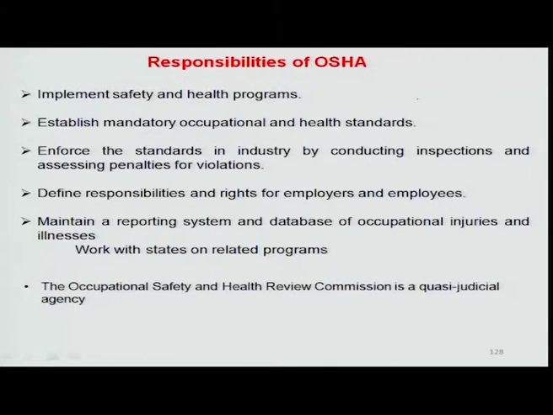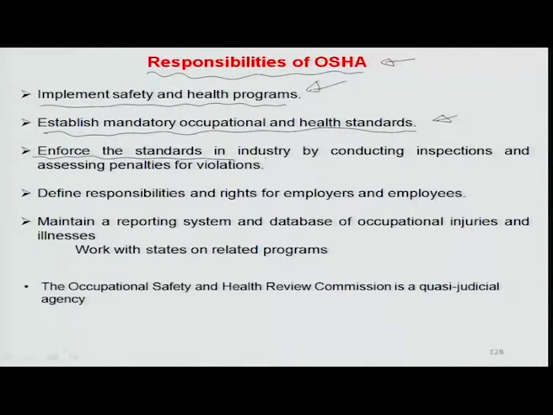So, the responsibilities of such organizations like OSHA, and in fact there are identical models in a variety of other countries as well, is first and foremost to implement the safety and health programs across industrial systems, or basically among all the employers, establish mandatory occupational and health standards which are subjected to review and auditing, also a degree of enforcement of the standards by the industries by conducting inspections, and also being enabled to penalize for violations of guidelines or standards which have been set up and which have been agreed upon by a certain employer or a certain industry.